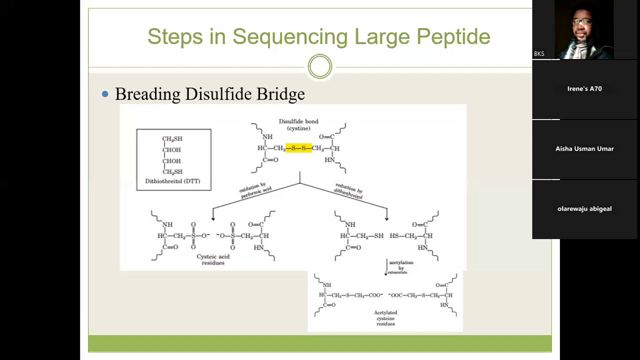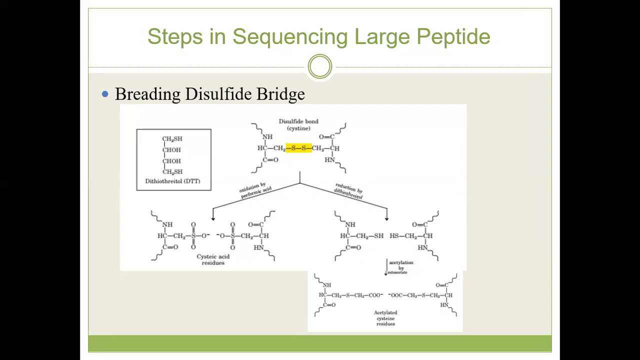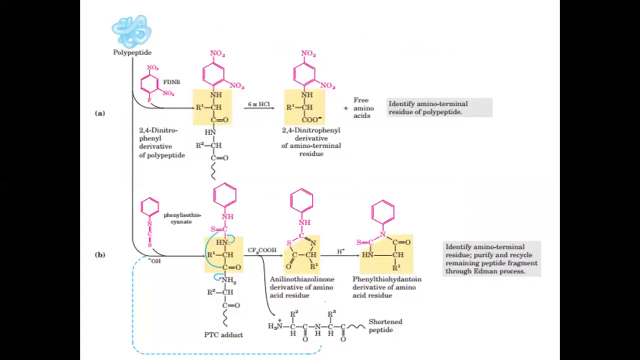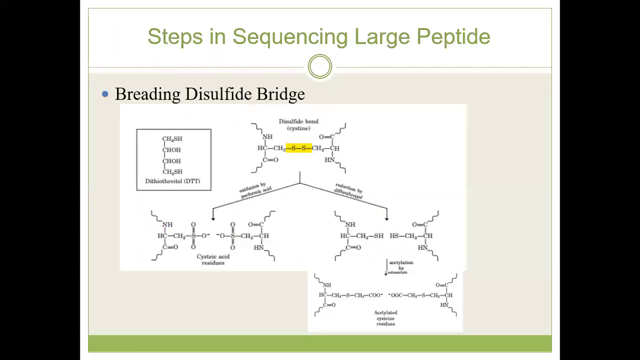Okay, so by now we've seen how we can determine the sequence of amino acids in a peptide. Now the next thing is, when you have a larger peptide, how do you determine the sequence? It is very simple. You can do Edman degradation for a very short peptide, like 50 to 70, up to 100 somehow. But when you have a peptide containing hundreds to thousands of amino acids, how do you do it?